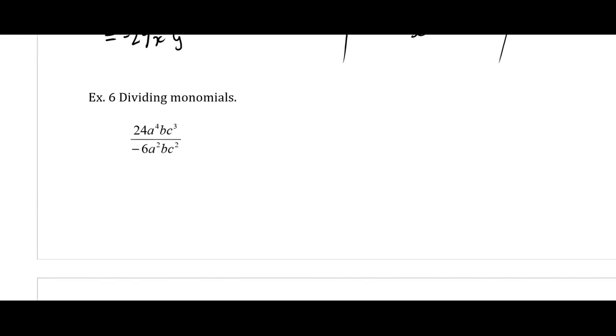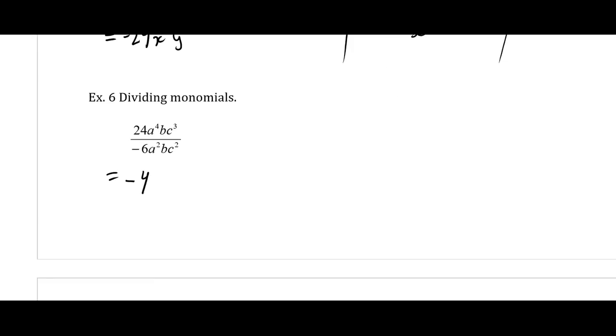So dividing monomials is the same concept, but instead of adding, we're going to subtract for the exact same reason that we saw. 24 divided by negative 6, so I just divide those. I'm not adding or subtracting there. Those are numbers, those are coefficients, so it's negative 4.